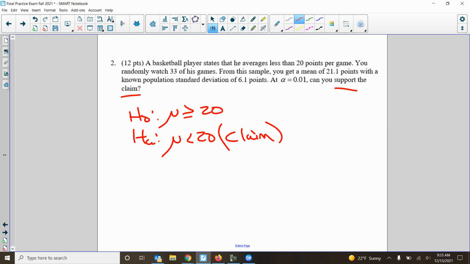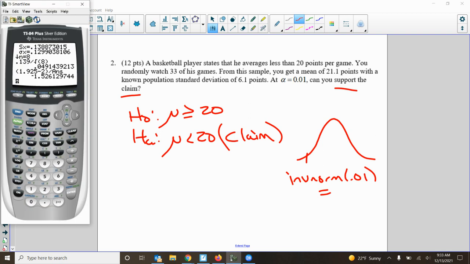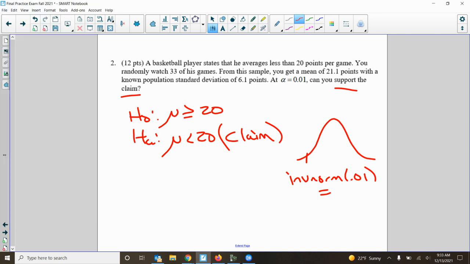So is this left-tailed, right-tailed, or two-tailed? Left-tailed. This is the left-tailed test. You have values far to the left. So let's see here. I'll make my curve. I'm going to find this value by doing an inverse norm command. Inverse norm 0.01 is going to be what we call the critical value: negative 2.326.